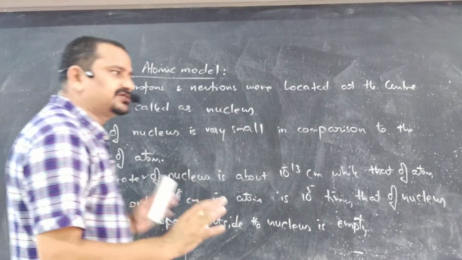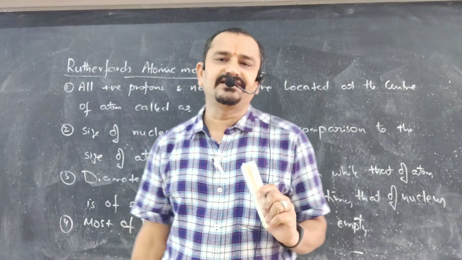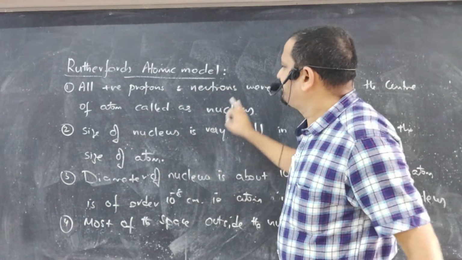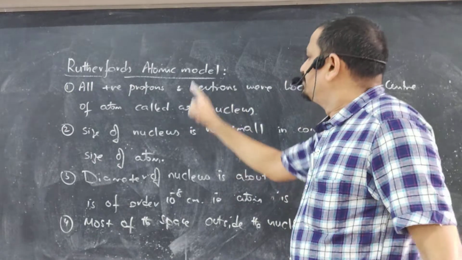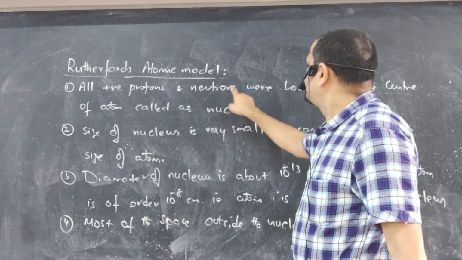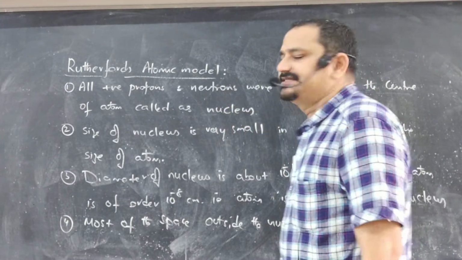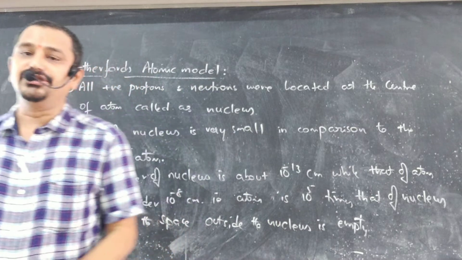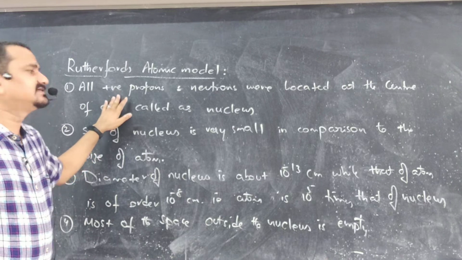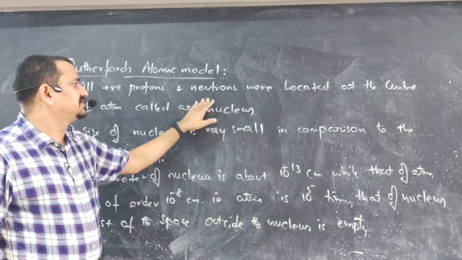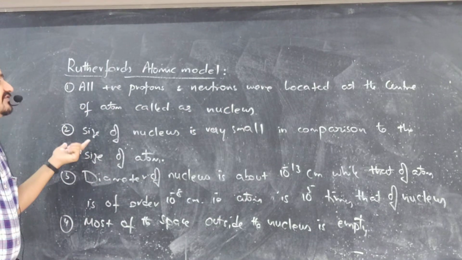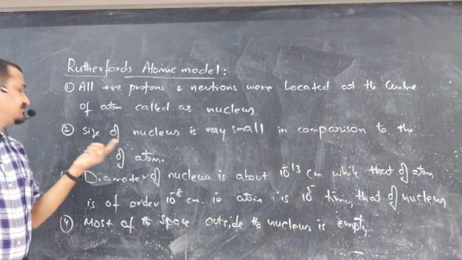So with these observations and conclusions from his alpha ray scattering experiment, Rutherford gave his atomic model, according to which he gave some postulates. The first one is that all positively charged protons and neutrally charged neutrons are located at the center of the atom, which is called the nucleus. Next postulate: the size of the nucleus is very small in comparison with the size of the atom.